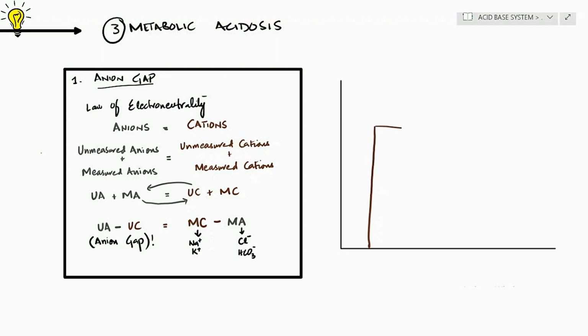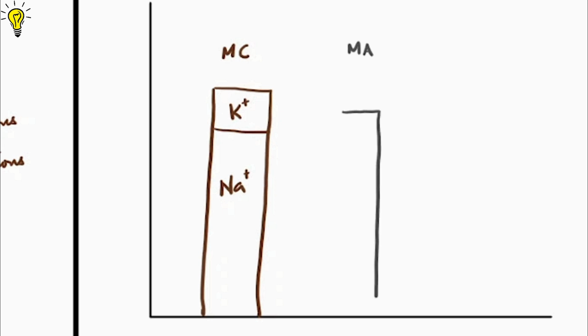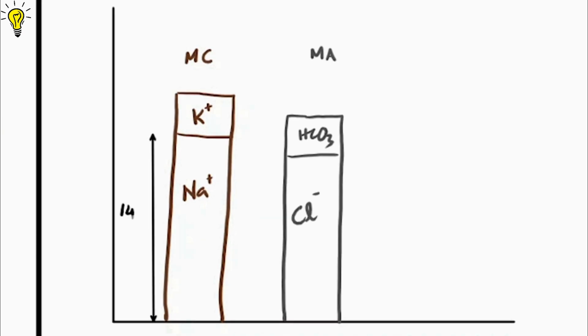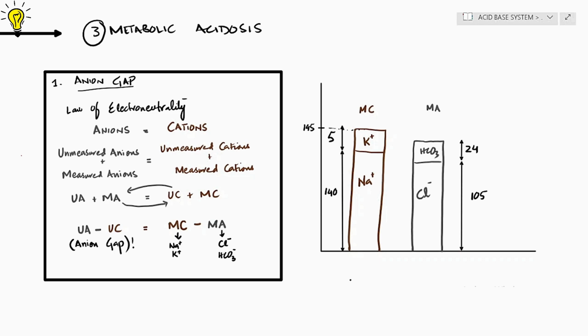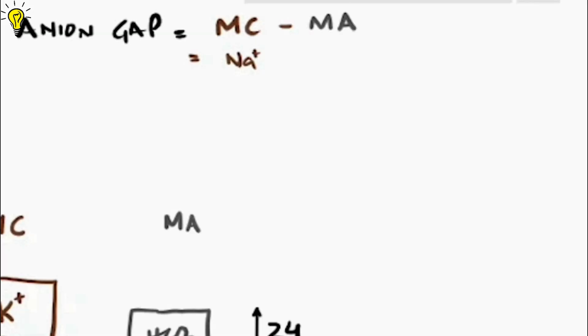So the brown colored measured cations are sodium and potassium. The charcoal colored measured anions are chloride and bicarb, where the normal values we see in electrolytes in extracellular space are: sodium 140, potassium 5, chloride 105 and bicarb 24. So let's use this equation and calculate the anion gap in normal circumstances. Anion gap is equal to measured cations minus measured anions, measured cations being sodium and potassium, measured anions being chloride and bicarb.